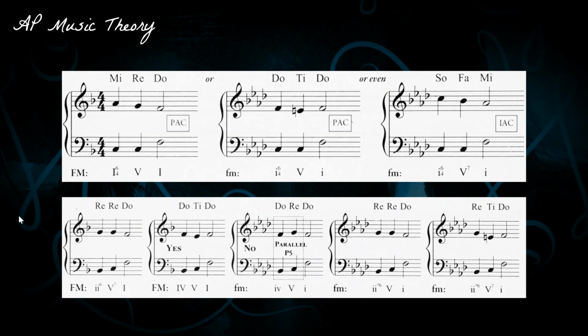We also have the supertonic in first inversion to the dominant, or the dominant with a 7th, to the tonic, that can be harmonized with re, re, do, or re, ti, do. So let's look at these examples and see what they sound like. Here we have the major, major, and then 3 minors. This one is a parallel fifth and would not work. But let's see what they sound like.